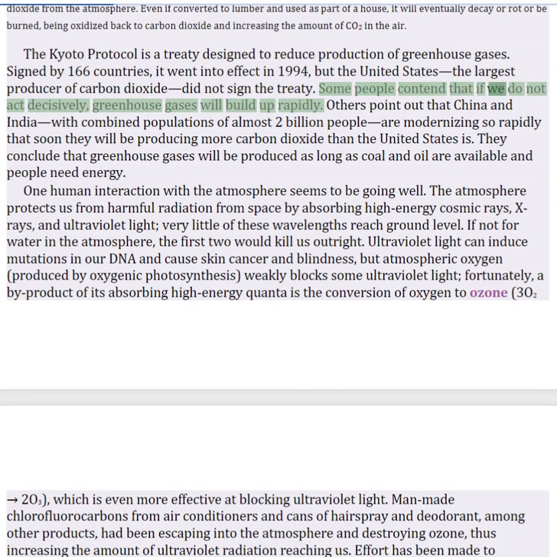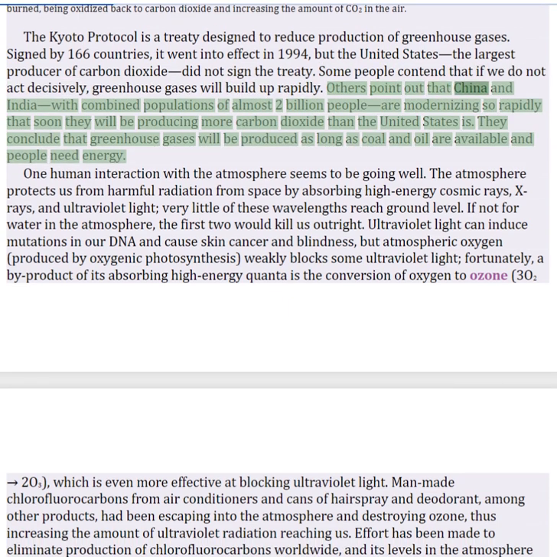Some people contend that if we do not act decisively, greenhouse gases will build up rapidly. Others point out that China and India, with combined populations of almost 2 billion people, are modernizing so rapidly that soon they will be producing more carbon dioxide than the United States is. They conclude that greenhouse gases will be produced as long as coal and oil are available and people need energy.